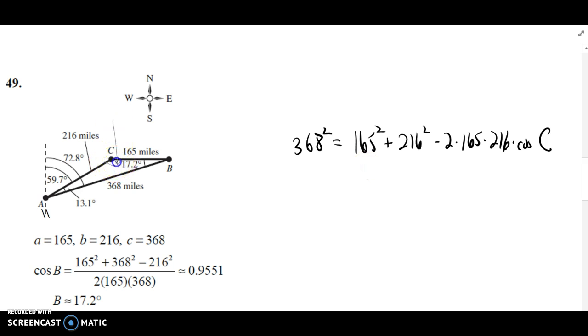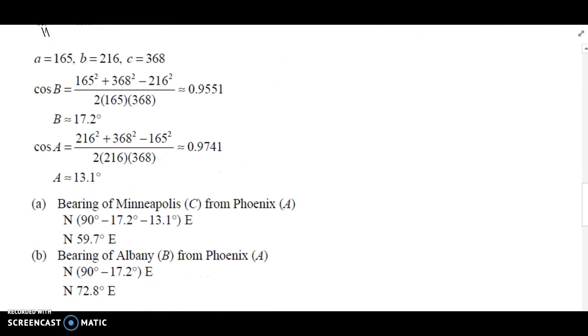So this entire angle right here is 149.7. I drew in this parallel compared with that parallel, and so this horizontal line and this vertical line are perpendicular. So the right part of this angle is 90 degrees. If we take 149.7 minus 90, that means that the left side of it is 59.7 degrees, which is then equal to the angle we're looking for. So the bearing from Minneapolis from Phoenix is 59.7 degrees east of north.